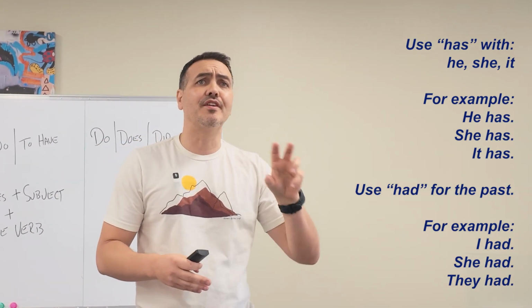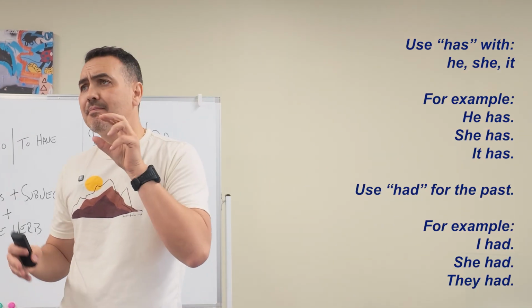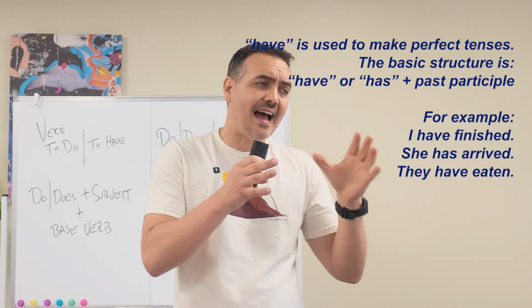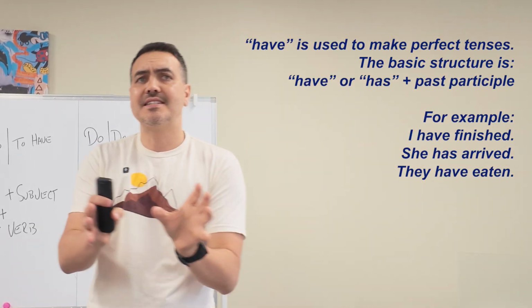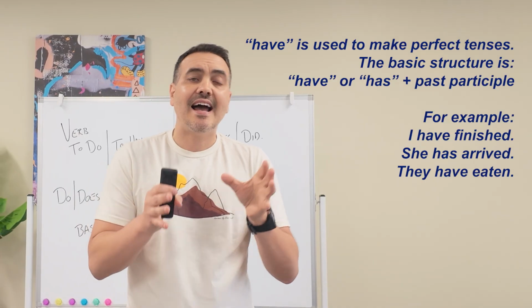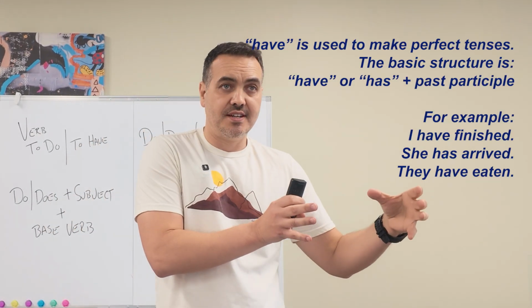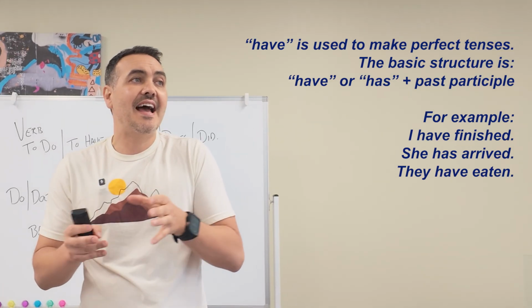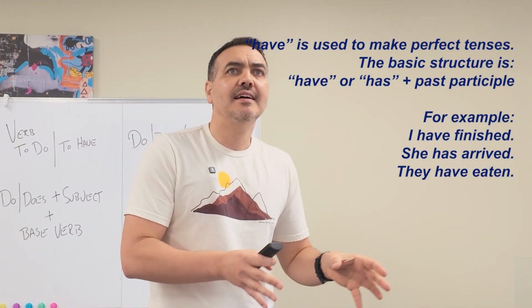And as a helping verb, have is used to make perfect tenses, okay? So the base structure is have or has plus the past participle. For example, I have finished. She has arrived. They have eaten, okay?